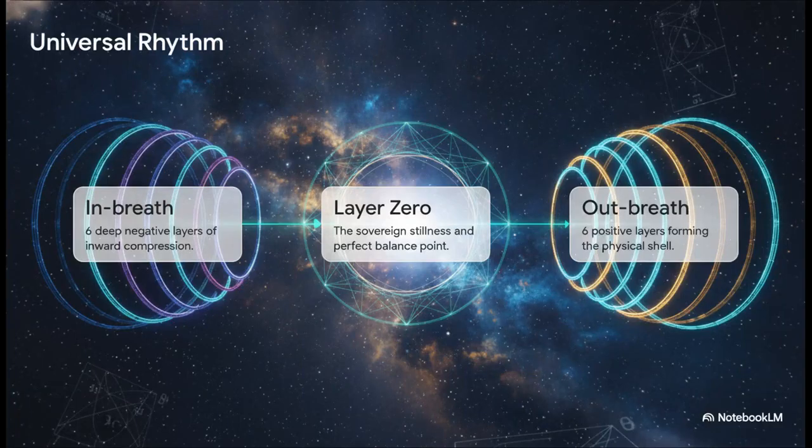So, here is the crucial takeaway. It's a universal rhythm. You've got 6 steps of inward compression, then the 0-point pivot, what the framework calls the point of sovereign stillness, and finally, 6 steps of outward expansion forming the physical shell. Add that up and you get exactly 13 layers of precise anatomical structure. The top positive layers perfectly mirror the bottom negative layers, all balanced around layer 0.